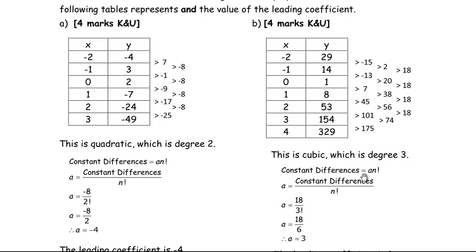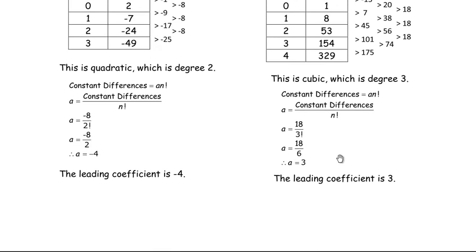And so once again, to find the leading coefficient, a is the constant differences, which is the 18 in this case, divided by n factorial. So 18 divided by, and it's degree 3, so n would be 3. 3 factorial is 3 times 2 times 1, which is 6. So divide 6 into 18 and we get 3. So the leading coefficient would be 3.